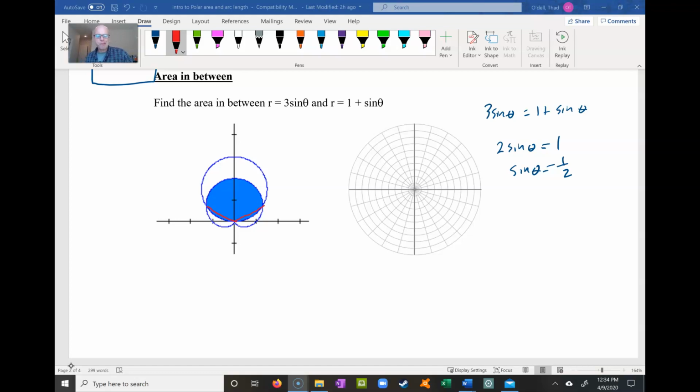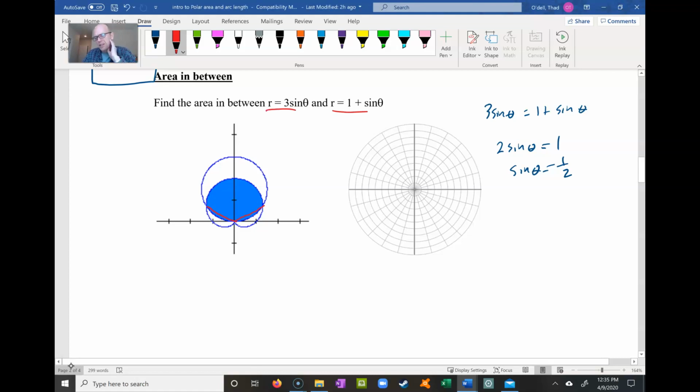So in this case, I've already graphed it for you. If you threw this in your graphing calculator, you could also see this. And so the idea between the two graphs would be this little shaded in blue area. So if we're trying to find that area, notice it's a combination of these two graphs.